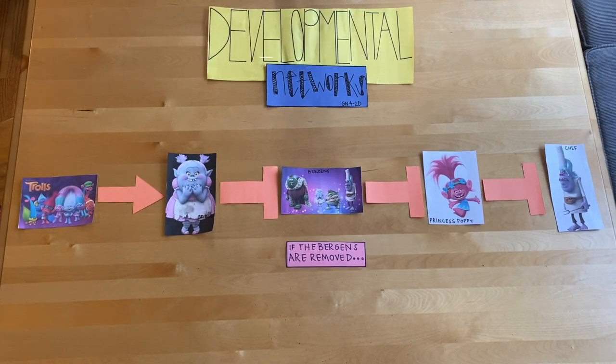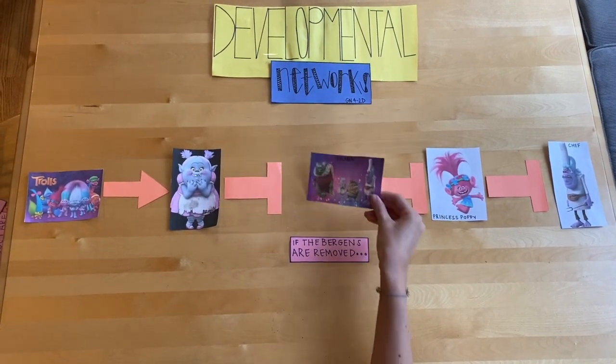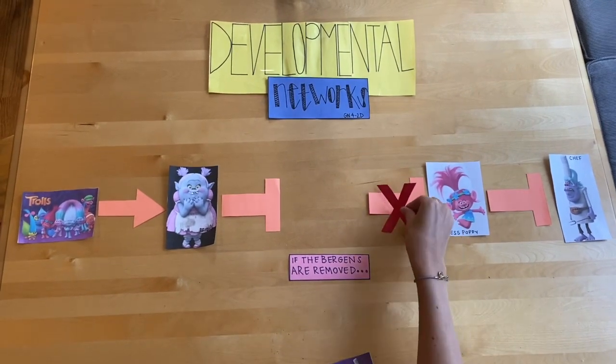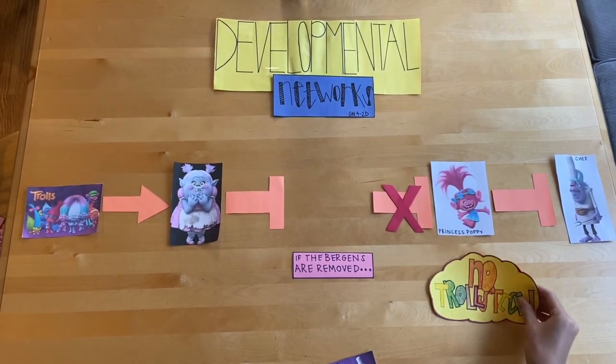If the Bergens were to be removed, though, then they cannot block Princess Poppy. Princess Poppy would then block the chef and stop the chef from feeding the trolls to the Bergens, and trollsis would not happen.